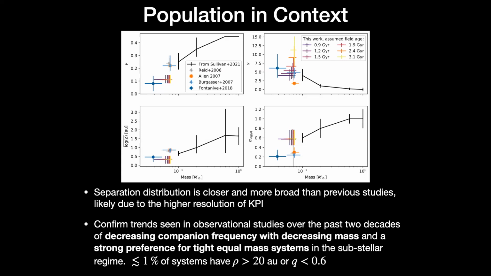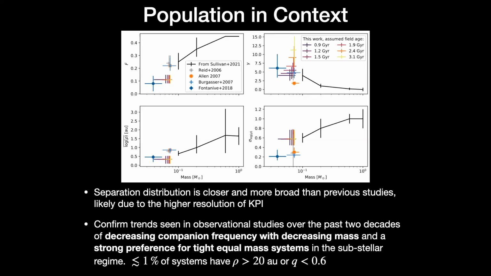The separation distribution is a little bit tighter, a little bit smaller than previous studies. That's because we're using this very high resolution technique. Even though we didn't find anything, we are still constraining where we could have found things, which allows us to put that a little bit lower.